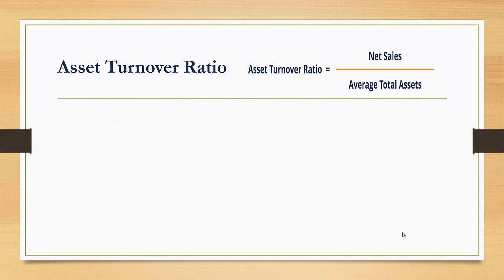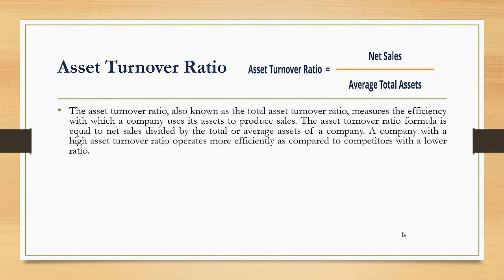So the first one is asset turnover ratio. It is also known as the total asset turnover ratio. It measures the efficiency with which a company uses its assets to produce sales. The asset turnover ratio formula is equal to net sales divided by the total or average assets of a company. A company with a high asset turnover ratio operates more efficiently as compared to competitors with a low ratio.